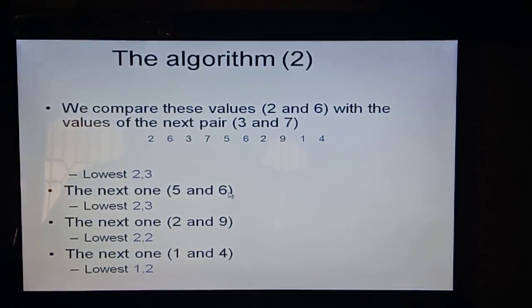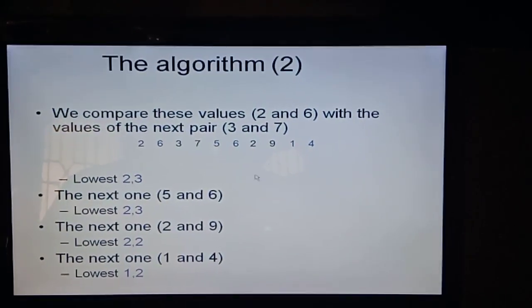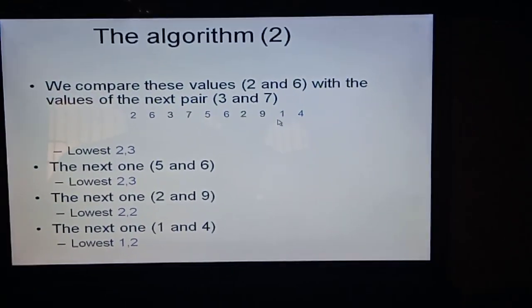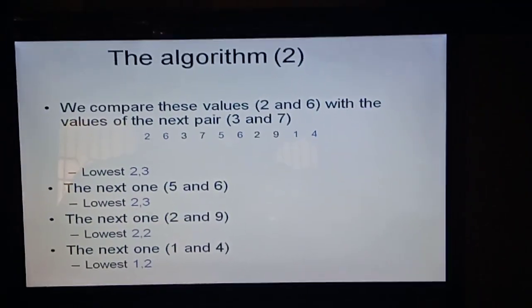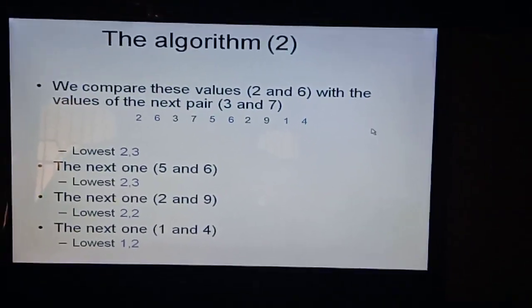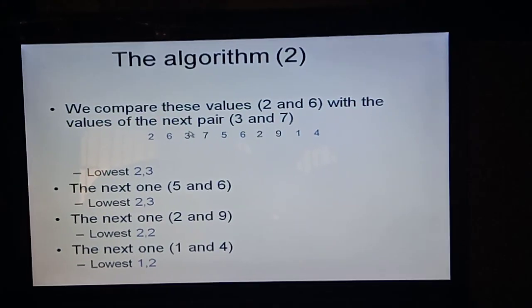The next one is 5 and 6 with 2 and 9. And the last one is 1, 4. So 1, 4 can be compared with the others, and you can combine.